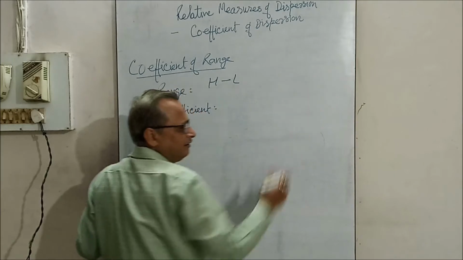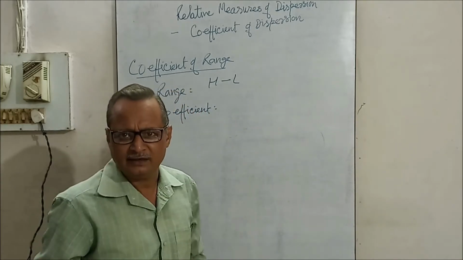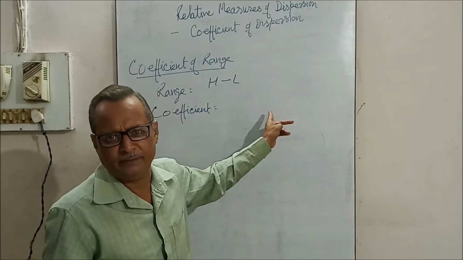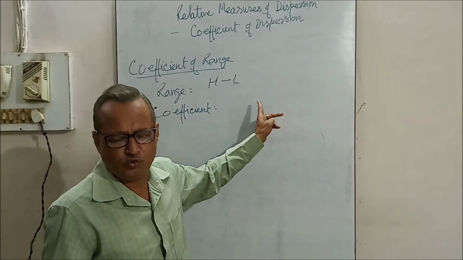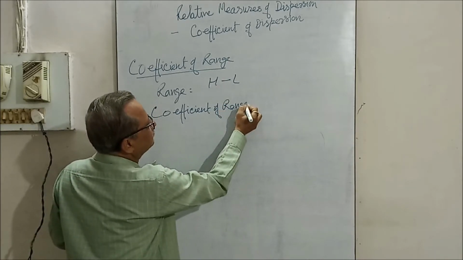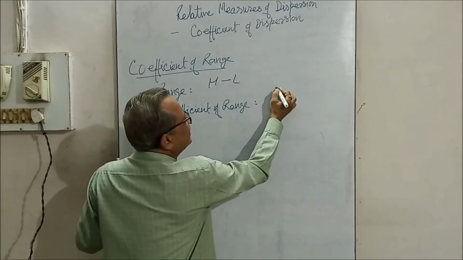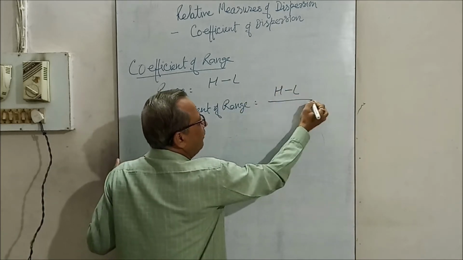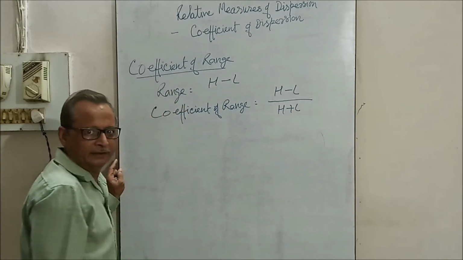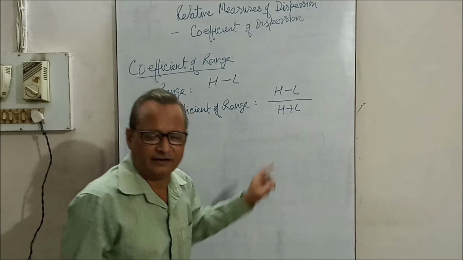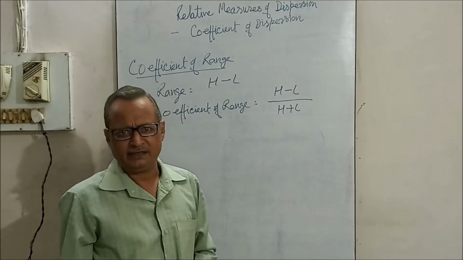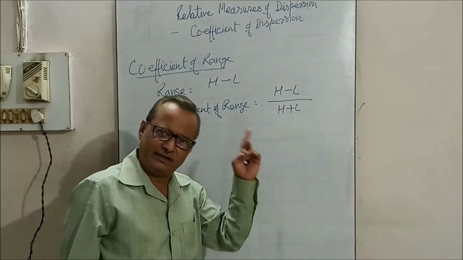Suppose 1 to 10 is given. 10 minus 1 is 9. Highest is 10, 1 is lowest. The 9 is the absolute measure, the absolute range. Now, the coefficient of range: the absolute measure H minus L upon the average, here H plus L, highest figure plus lowest. That is called the coefficient of range, in the individual series, the discrete series, as well as the continuous.